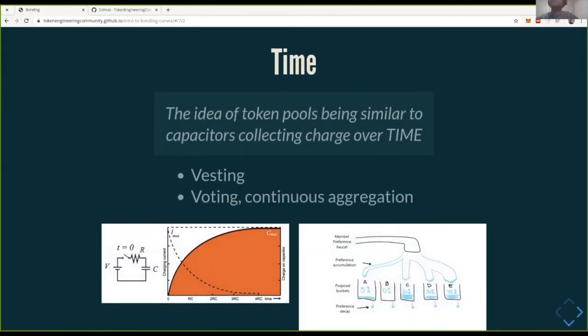Okay, firstly, the idea of time. A nice analogy for bonding curves is a pool of collateral. And over time, this collateral can change, it can aggregate over time. So there are a few examples coming up in the later presentations about the idea of voting and how people's conviction in a given vote can collect over time, and also token vesting.